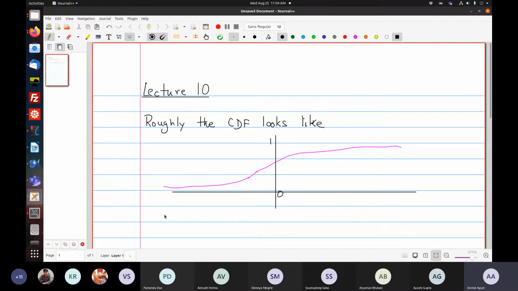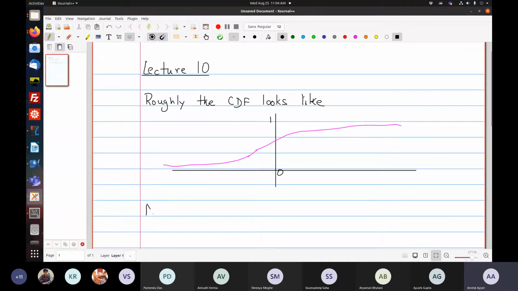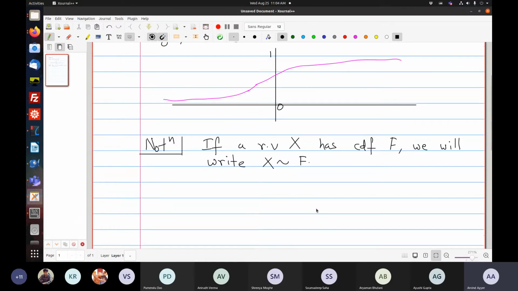Okay. So one piece of notation that we will use. If a random variable X has CDF, cumulative distribution function F, we will write X tilde F, and we'll read it as X is distributed as F, has CDF F. Okay, so now, what can we get out of the CDF?